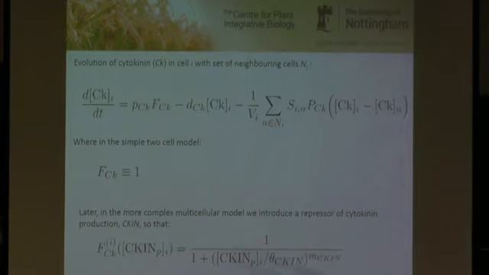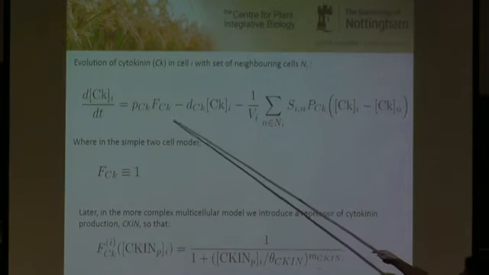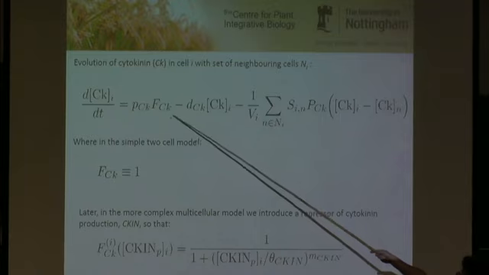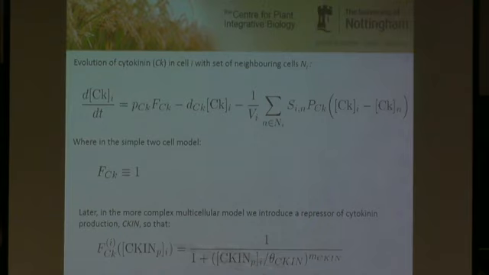As I go on, I'm going to add more and more ingredients. So at this point, the expression of cytokinin is constitutive, so it's constant. But later on, there's going to be a repressor of cytokinin. So as this concentration increases, you reduce the production rate of cytokinin.